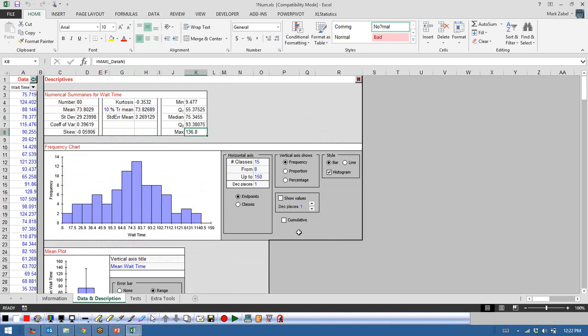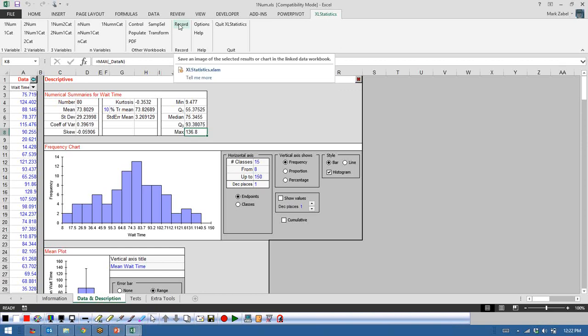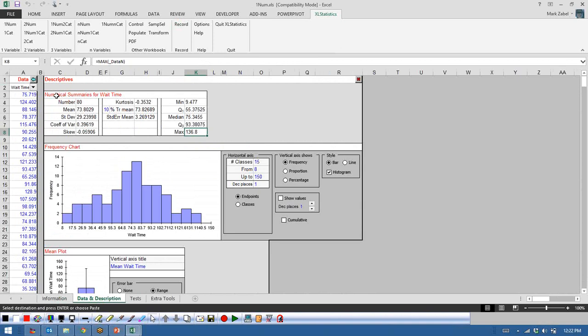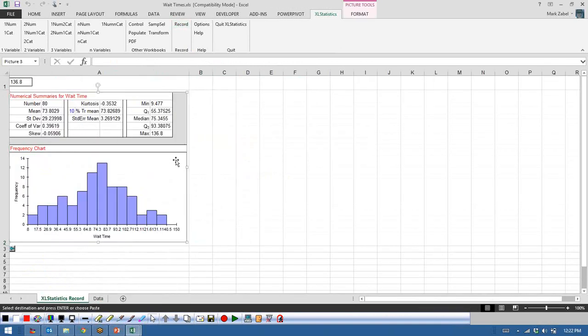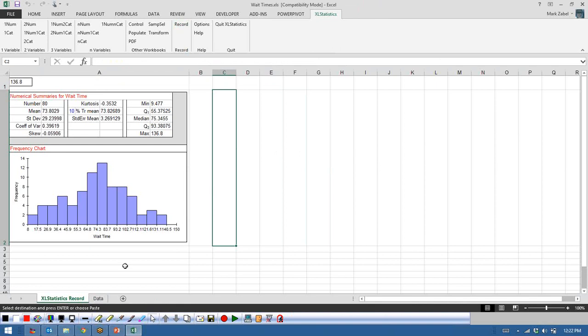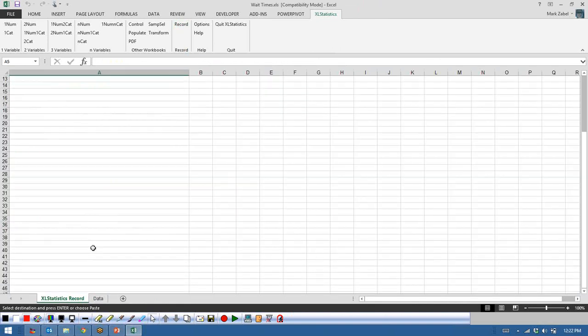All right. Now, one last thing. If I wanted to keep this analysis, I can go into Excel Statistics and click on the record button. I can select something, and then if I click on the record button, it'll actually save a picture of that analysis here in my data file. This is my data file that I had right here. If I want to go back to the analysis, I just click this little blue button right here, and it puts me right back where I was. For now, let's close this up, and I want to just move on to the next thing.